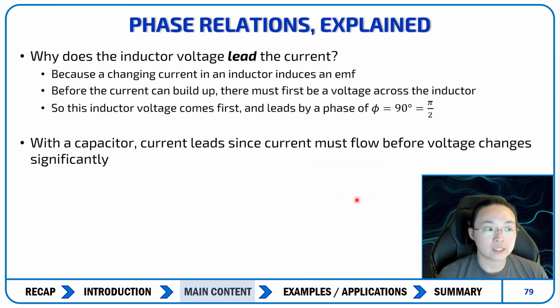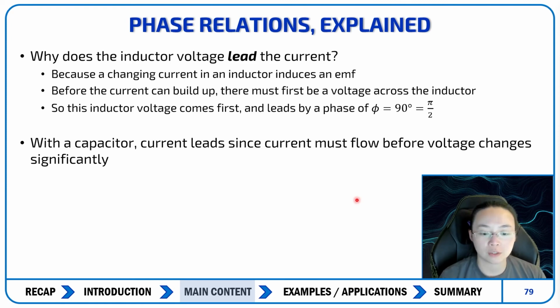So why does the inductor voltage lead the current? If we think about it, a changing current in an inductor is going to induce an EMF. So before the current can build up, there first has to be a voltage across the inductor. So that means the voltage has to happen first, and then it's going to lead by a phase of 90 degrees or pi over 2. So logically, it does make sense for the voltage to lead and be ahead of the current, because the current buildup is going to take place after the voltage crosses the inductor.